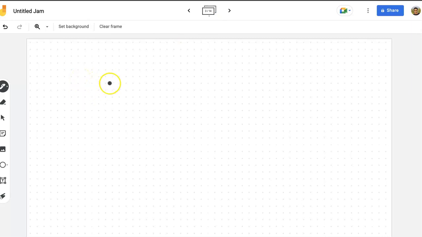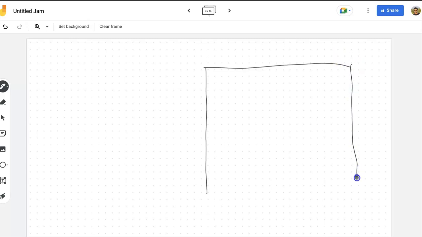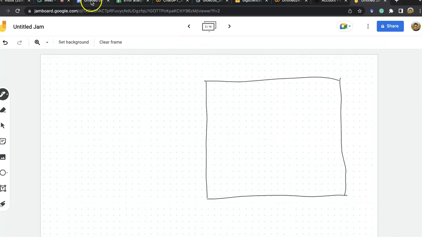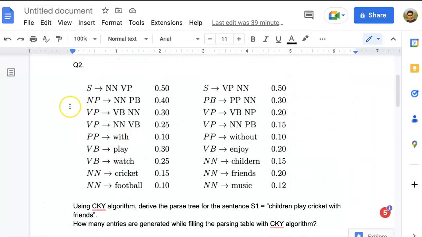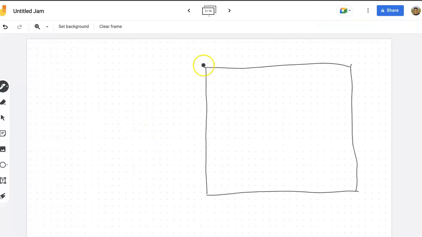So first make a table here. I'm just writing it in the smallest possible way. I hope you have the rules with you now. Maybe this is in your assignment. You can just tally with these rules.